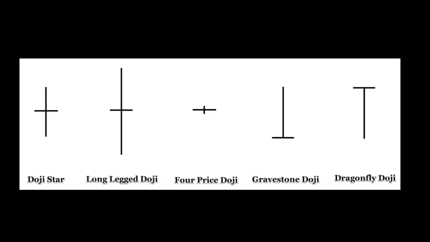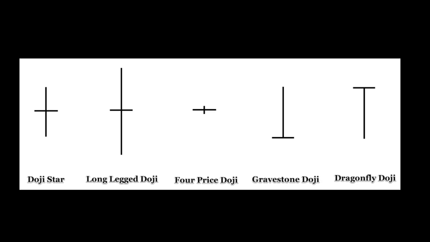Which is good. We like this. It's going to change the direction of the trend. Then we have the gravestone doji right next to it. This is going to be the opposite of the dragonfly. It's going to appear at the top of an uptrend, and it's going to show the rejection of higher prices. This is definitely a bearish signal, and it's going to show a change in direction as well.